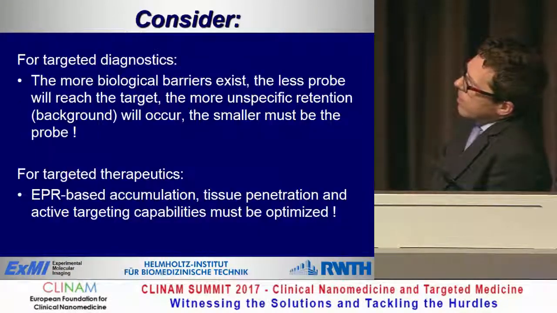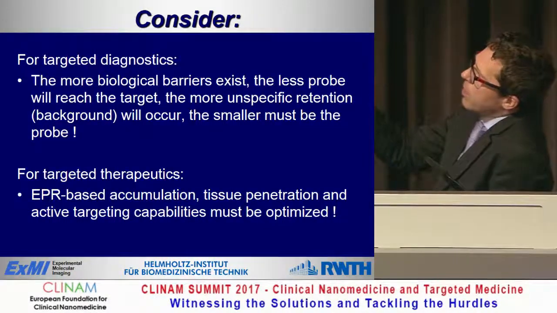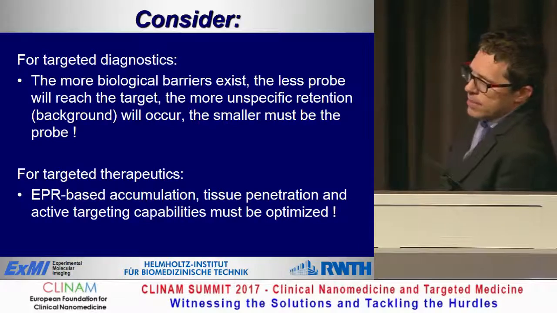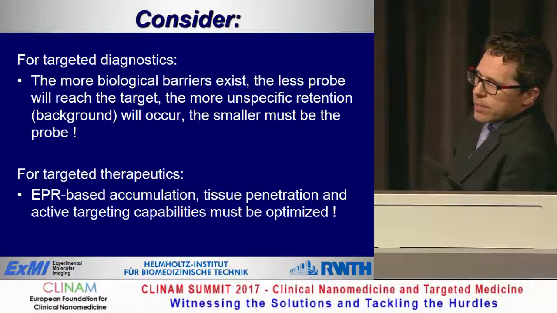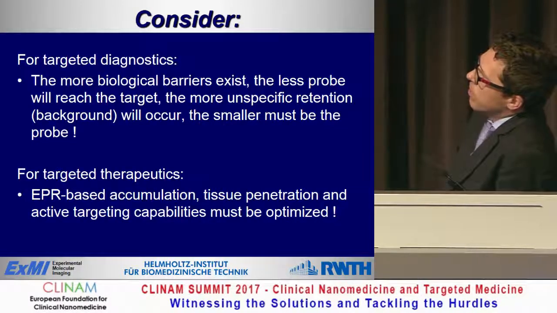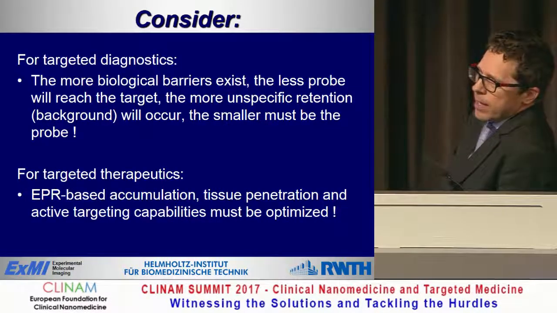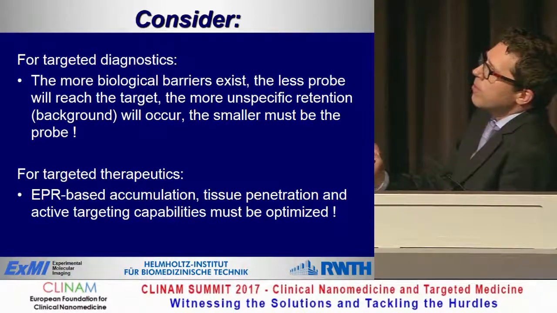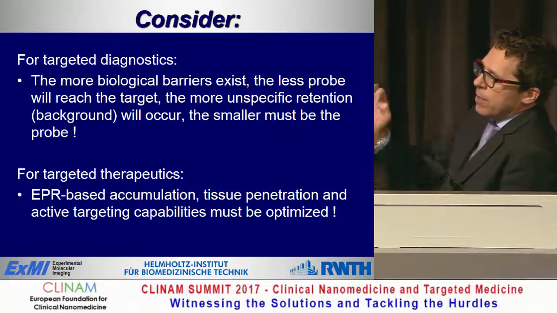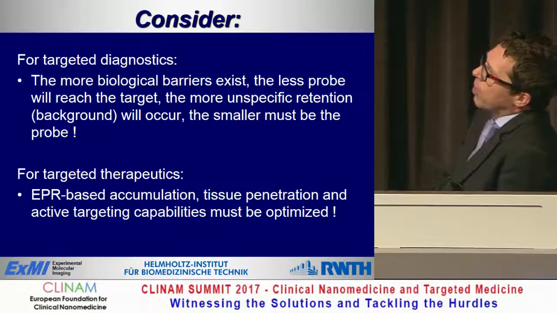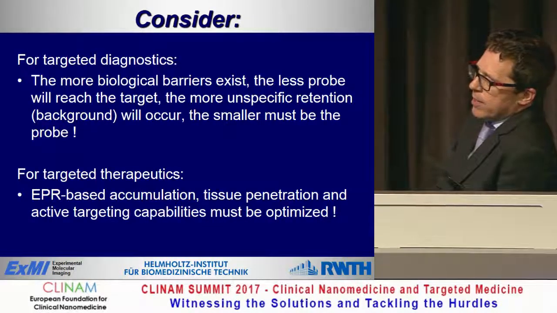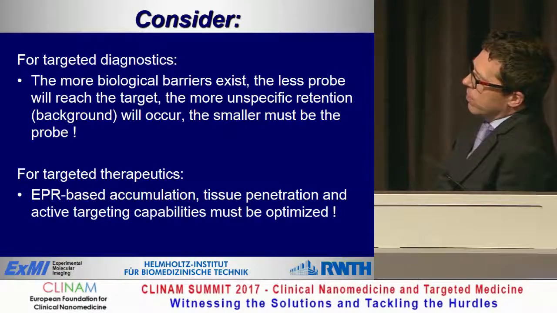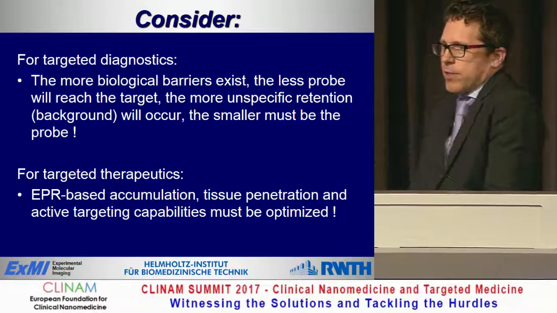But what you have to keep in mind is that the more biological barriers exist, the less probe will reach the target, the more unspecific background will occur in each of the compartments. And if you want to make a diagnostic probe that gives you information about a certain receptor, then the probe must be very, very small or smaller with the increase of the number of barriers that are between the injection site and your target. For targeted therapeutics, I don't care so much about the background.